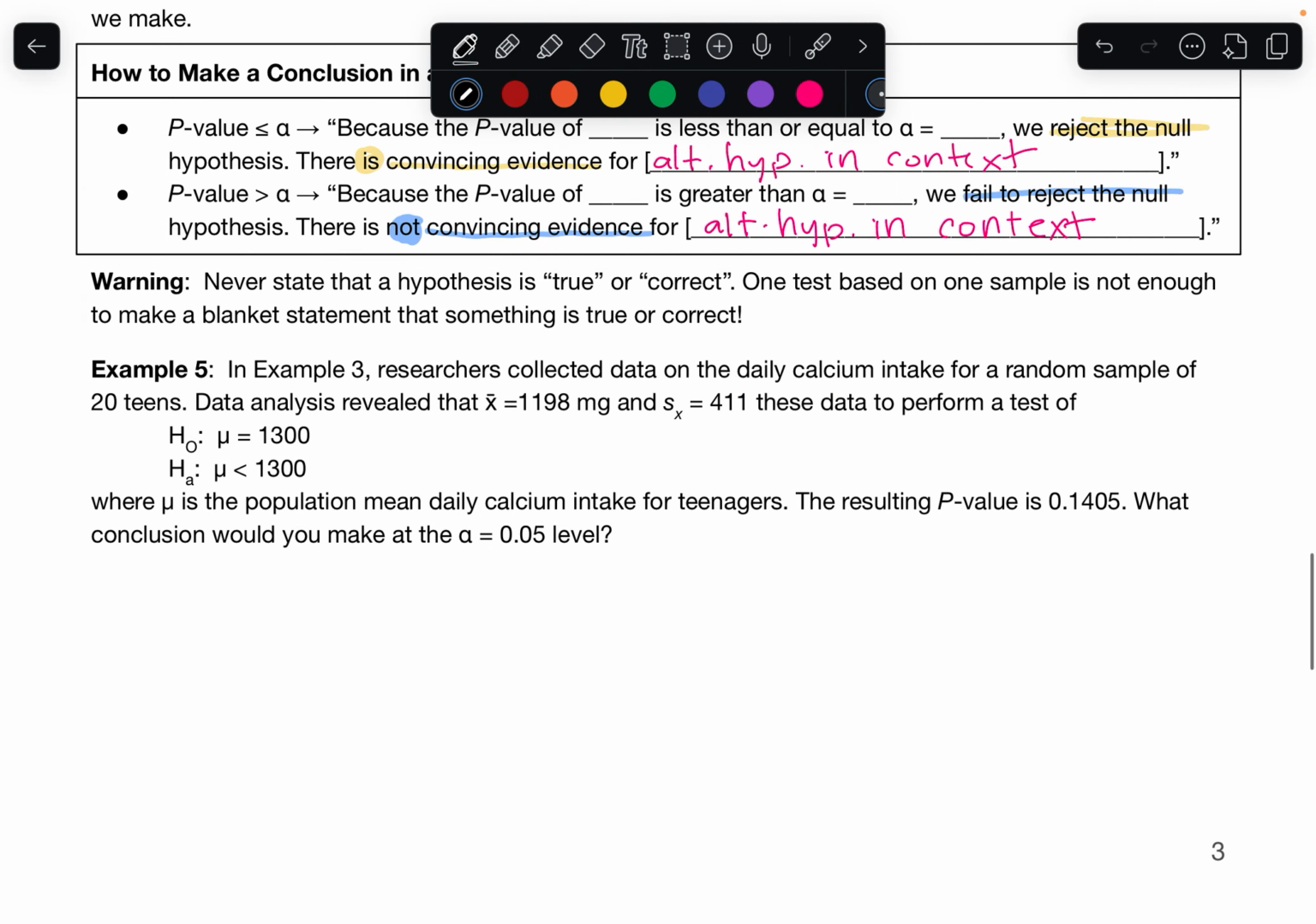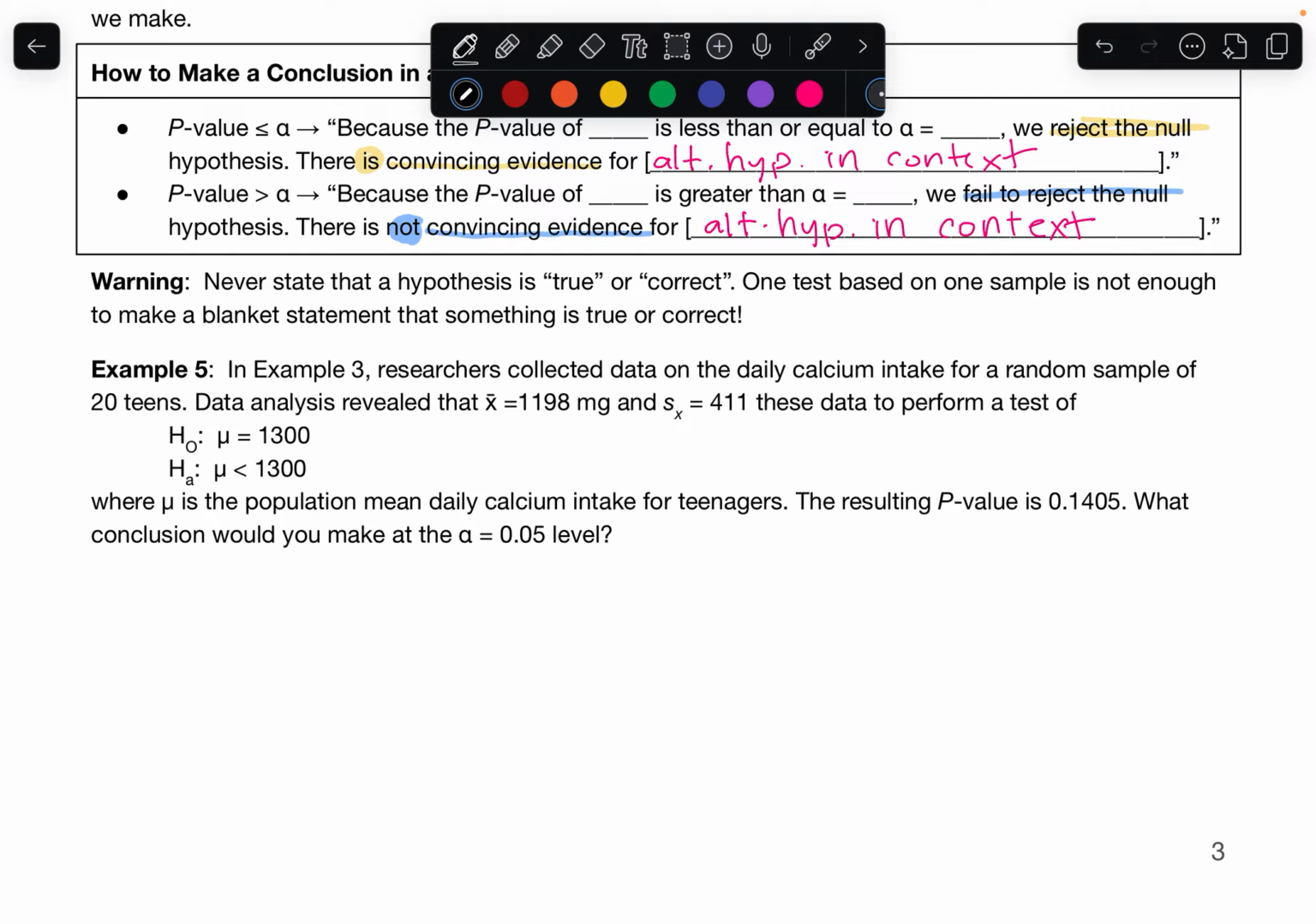Okay, so just two quick examples, and then we will be done. In example 3, researchers collected data on daily calcium intake. We read all of that. The p-value was 0.1405. What conclusion would you make at the alpha equals 0.05 level?